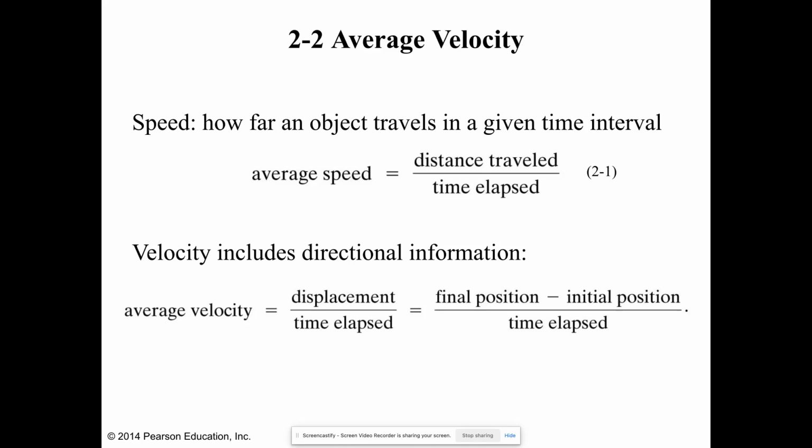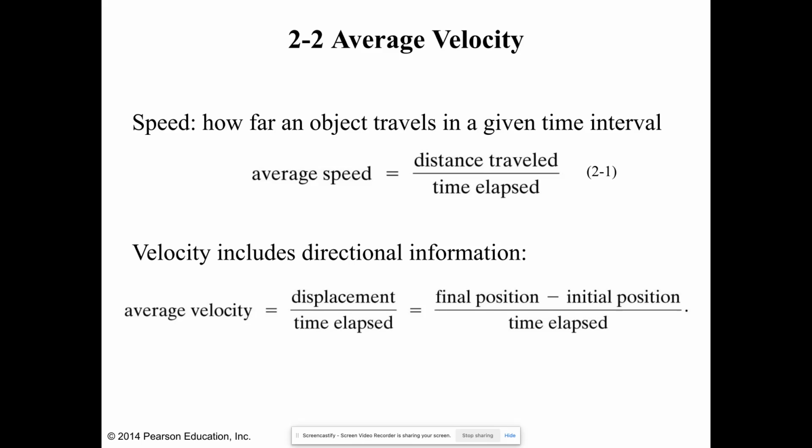Now, average speed is the distance traveled versus the time elapsed. Average velocity is a different thing. That's displacement. Now I'm going to say this, and it's not going to make a whole lot of sense to you at first, but we're talking about vectors, and we're talking about scalars, okay? Velocity is a vector, okay? And speed, it's a measurement. So what's the difference between a measurement and a vector? Well, a vector is a measurement with a direction, okay? It's a magnitude and a direction, where speed is more like a magnitude.